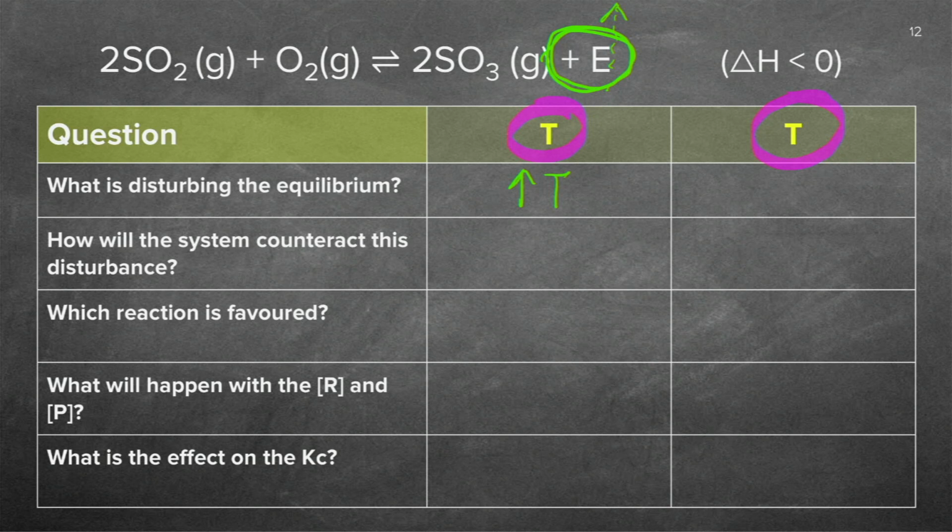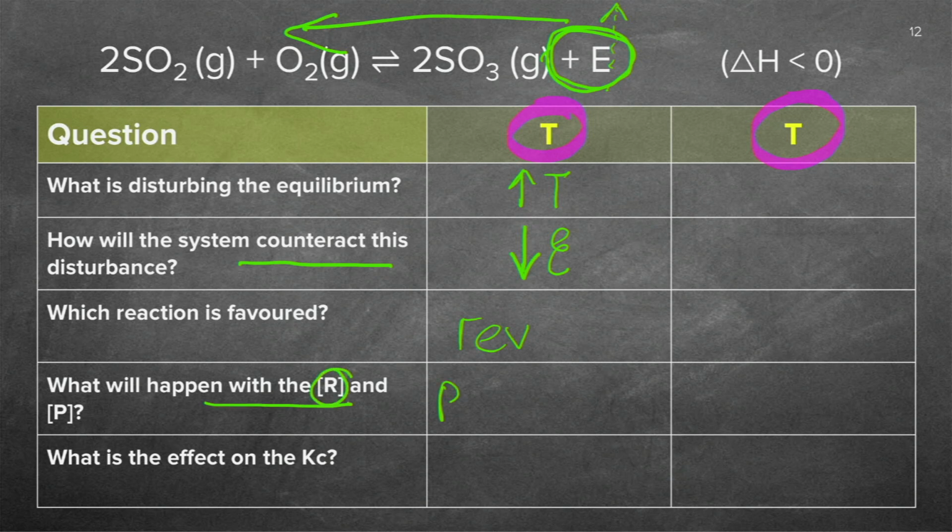I'm disturbing the equilibrium by increasing the temperature. Now, in your mind, you are seeing I'm increasing the energy on that side. The system wants to counteract. Mother-in-law wants to lower the energy. Which reaction will lower the energy? It will have to take the energy away. So it's the reverse reaction. What will happen to R? The R will increase. The products will decrease because it's moving that way.